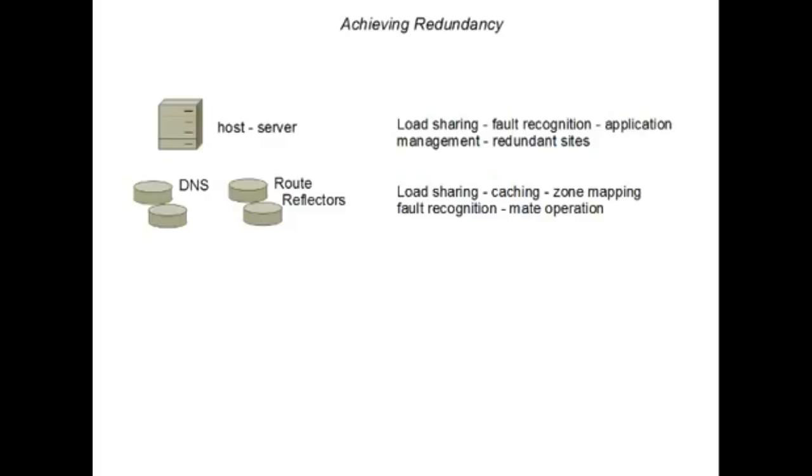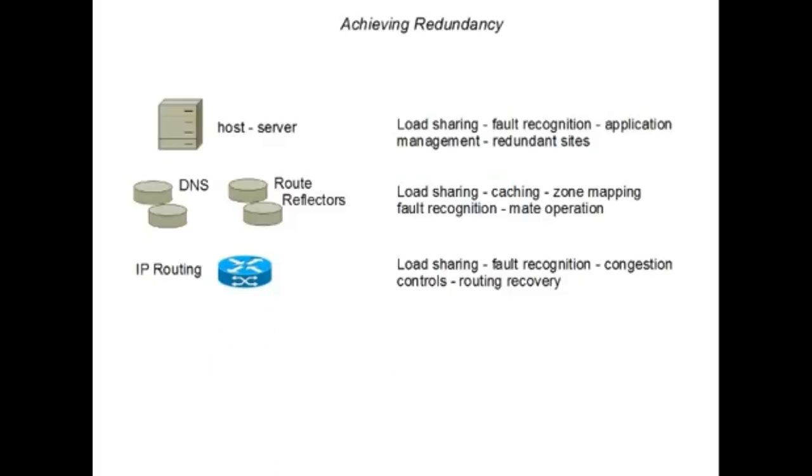Zone mapping also helps. That is, you don't want to place too large a segment of your network under a single pair of DNS or route reflectors. Your network typically is broken down into zones with redundancy within each of the zones, so you won't lose the entire network if you have a failure. Fault recognition again comes into play with network management systems and mate operation, which I've described.